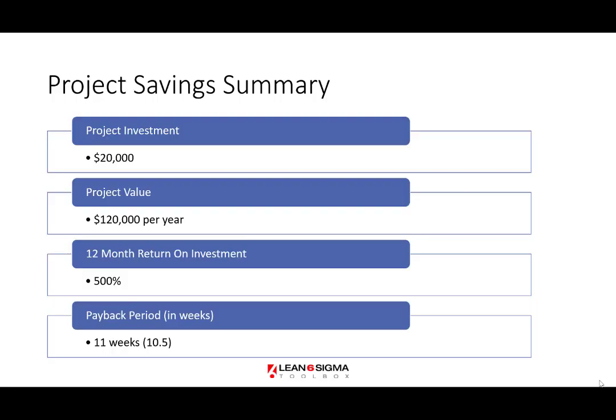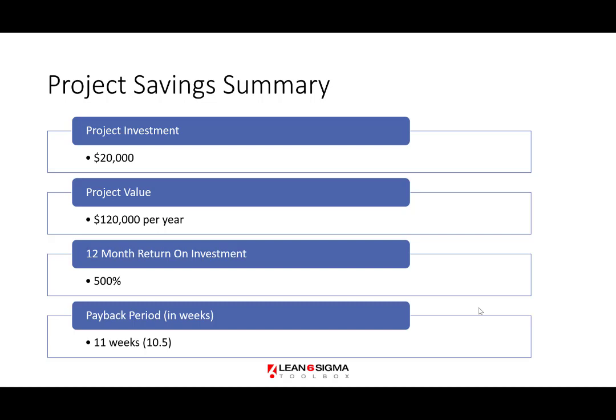The final way to show your project savings is just to show the raw dollars over 12 months. So in this example, we've got the project investment of $20,000. Now the value of this project over the course of a year is $120,000. And that might be enough for your company just to say, look, we're saving $120,000 per year. Of course, there's the 500% return on investment and the 11-week payback period.